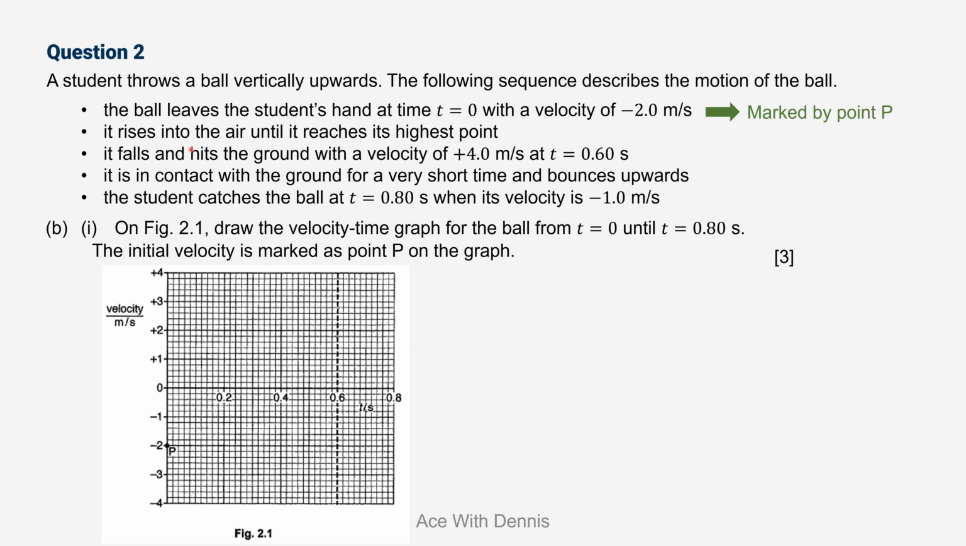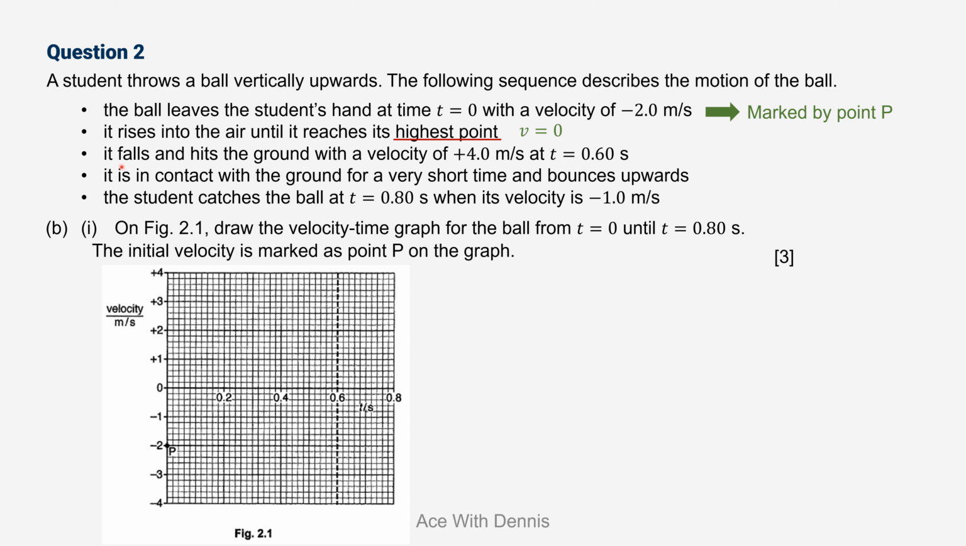It rises into the air until it reaches its highest point. So the keyword here is highest point, which means that v equals 0. But the question is, when is it? What is the t value when v equals 0? For this case, we don't know yet, so I will leave this point first and move on to the next point.